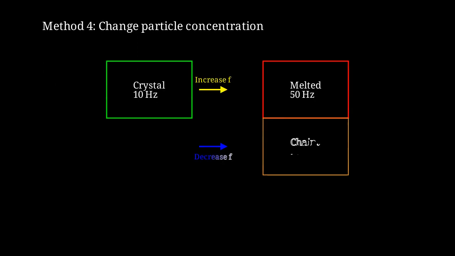Here's a schematic showing crystal melting. Start with a crystal at 10 Hz. Increase frequency to 50 Hz and it melts to disorder. Decrease to 1 Hz and it forms chains. It's fully reversible.